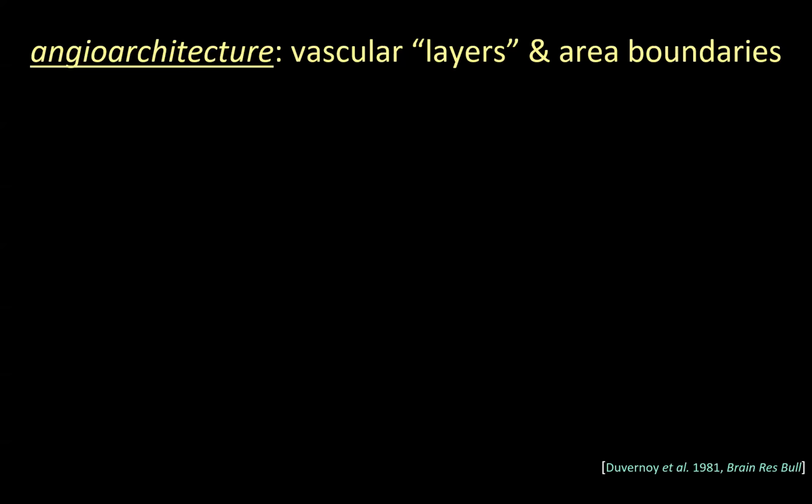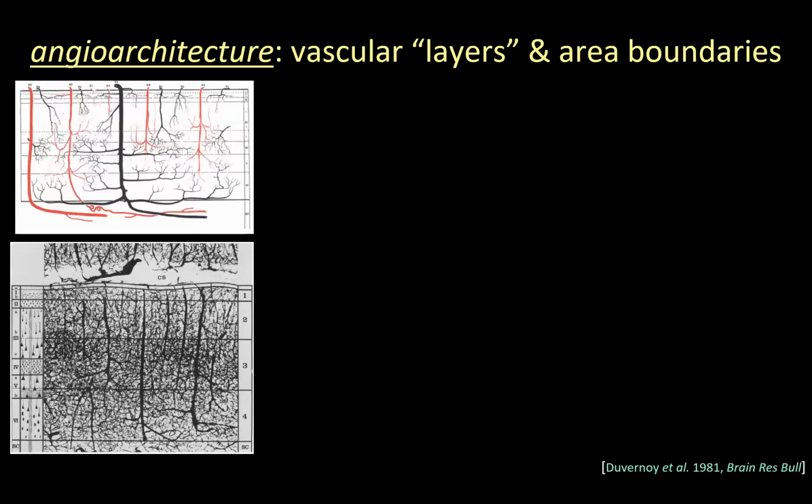Now, another fact that we need to consider in laminar fMRI is that in many ways, the angioarchitecture of the cortex reflects the functional architecture of the cortex. In fact, Duvernoy defined several vascular layers that overlap with the cytoarchitectonic layers. Here we see, for example, vascular layer 3, a dense band of high capillary density that overlaps roughly with some of layers 3, 4, and 5.